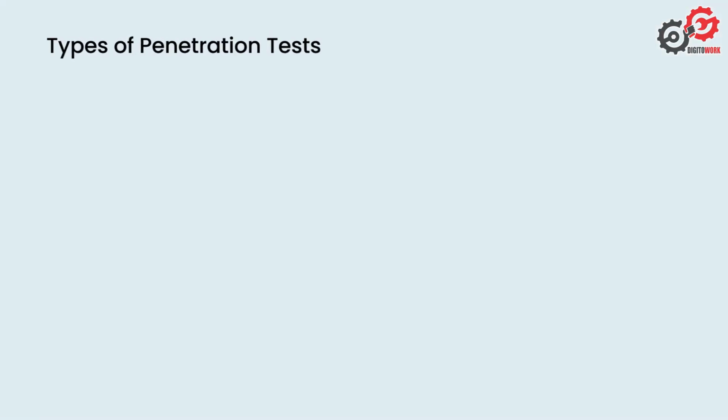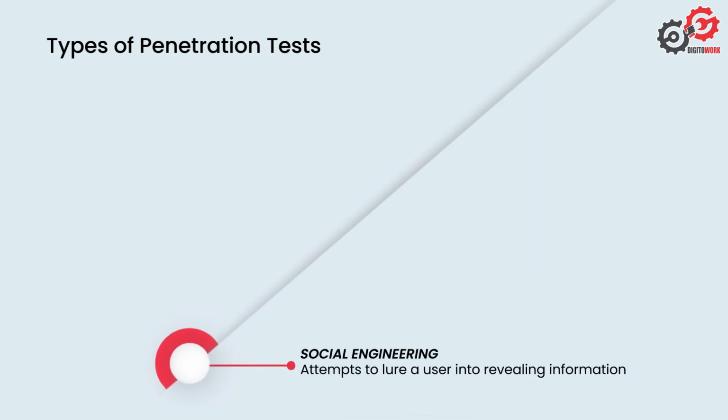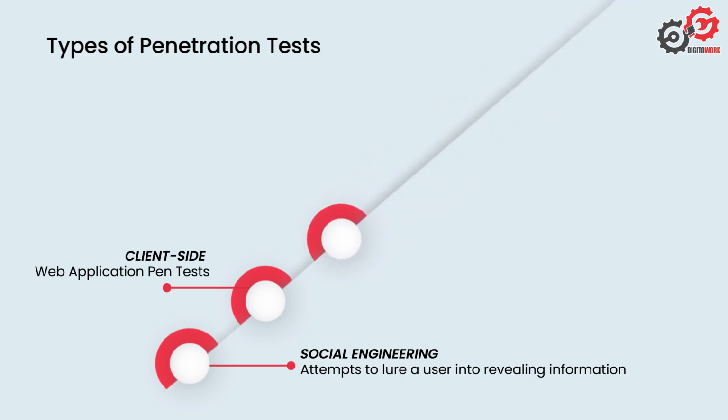Types of penetration tests. Some of the pen tests may include social engineering. This type of test attempts to lure a user into revealing information that would benefit an attacker in further exploiting the organization. Client-side: this type of test serves to test the end-user environment by testing applications on the desktop environment. Web application pen tests. Wireless security: this test attempts to discover and exploit an organization's wireless networking capability.